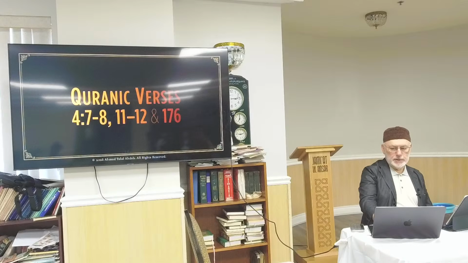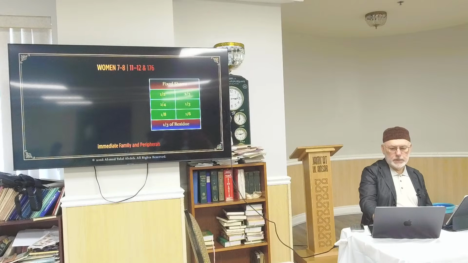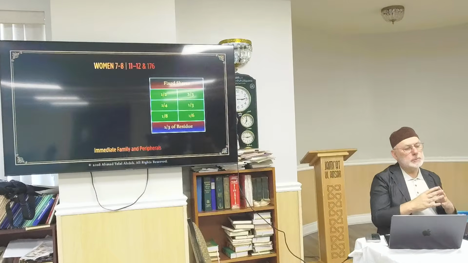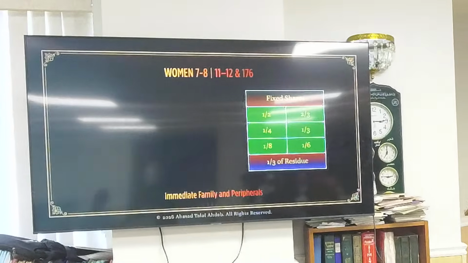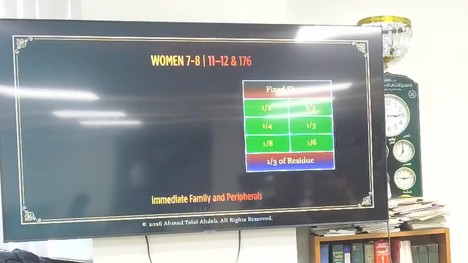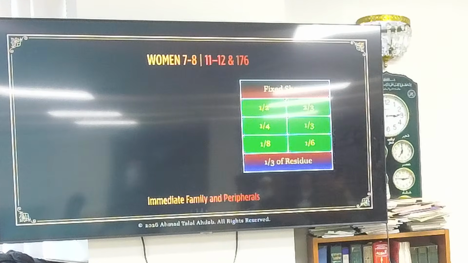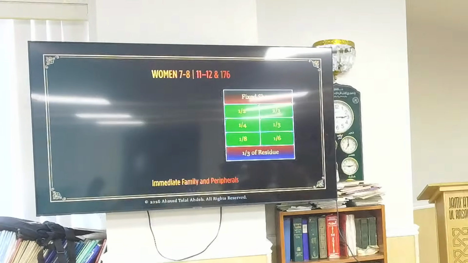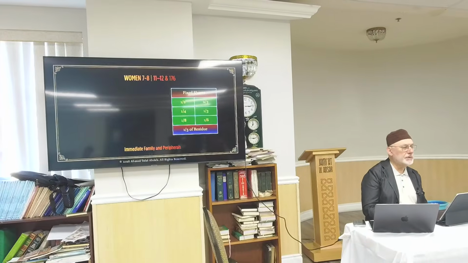Let's take a look at the Quranic verses. There are fixed shares in the Quran: the share of half, the share of a quarter, and the share of 1/8. The share of 2/3, 1/3, and 1/6. So there's a group of people who receive fixed shares, and a group of people who receive the remainder. And there's another share here that's not mentioned in the Quran. It's 1/3 of the residue.